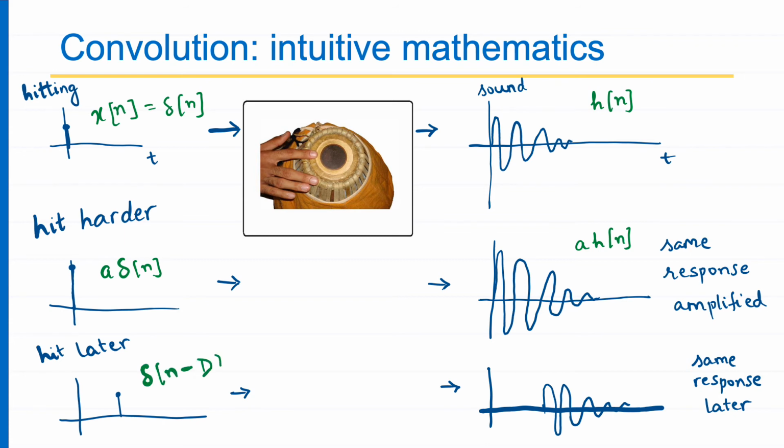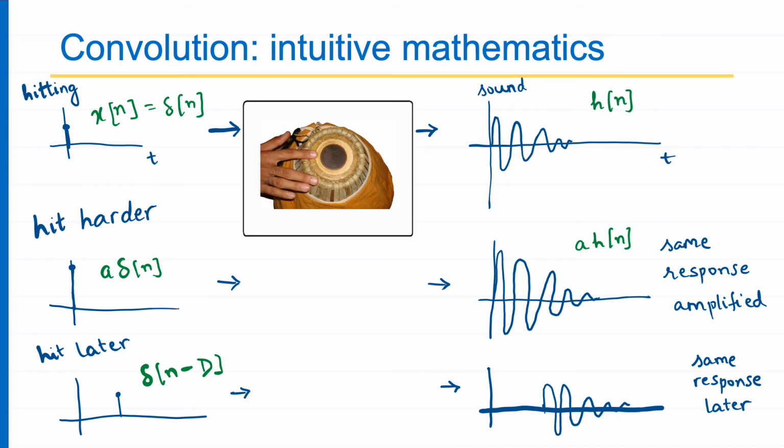Now what happens if I hit the head a little later? The input will be delta of n minus capital D. Why n minus capital D? Because now my delta will be equal to 1, my input will be equal to 1 whenever n minus D is equal to 0, which means my n should be equal to capital D.